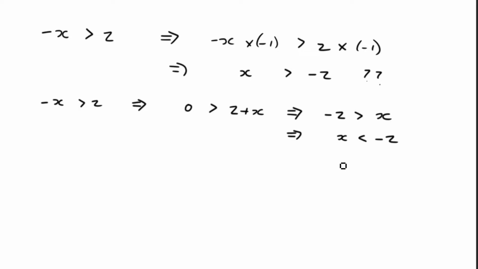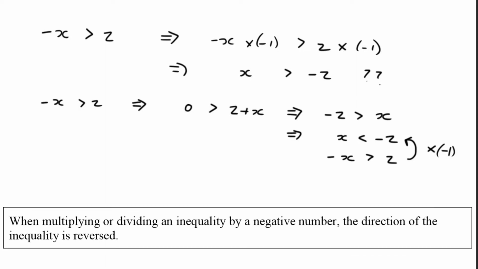Now let's compare that to our starting place, which was negative x is greater than 2. We could have gone straight from our starting place to our conclusion by multiplying by negative 1, but if we do that, we also have to reverse the direction of the inequality. So an important rule of inequality algebra is that when multiplying or dividing an inequality by a negative number, the direction of the inequality is reversed.